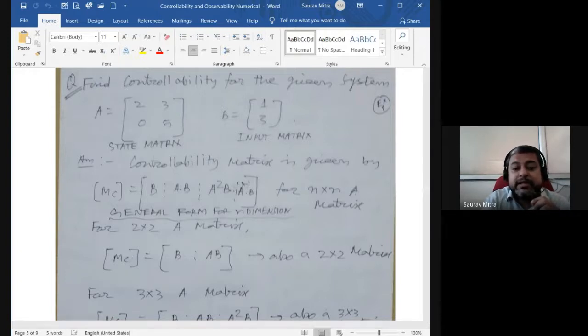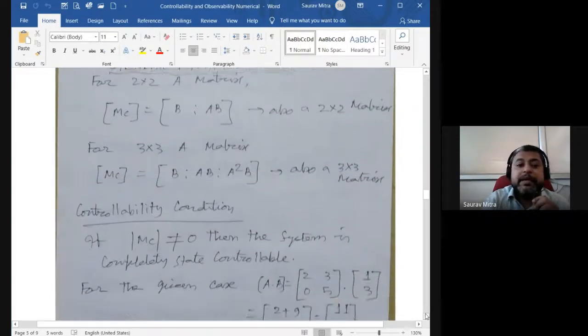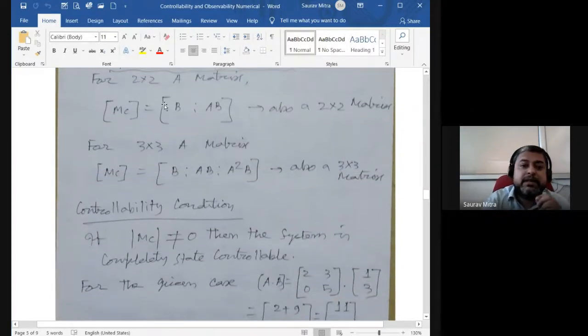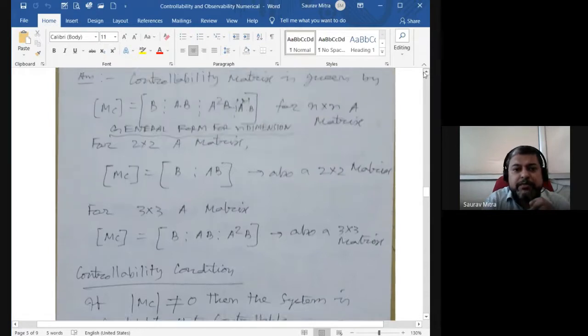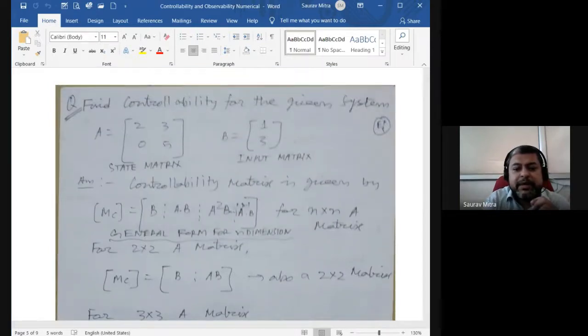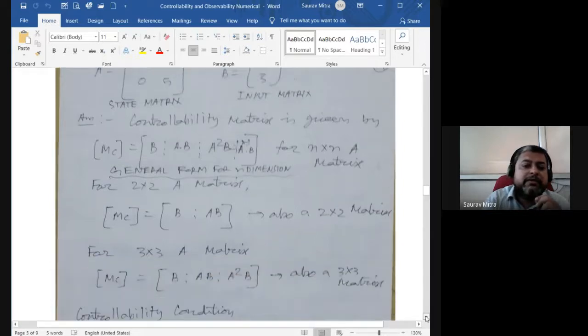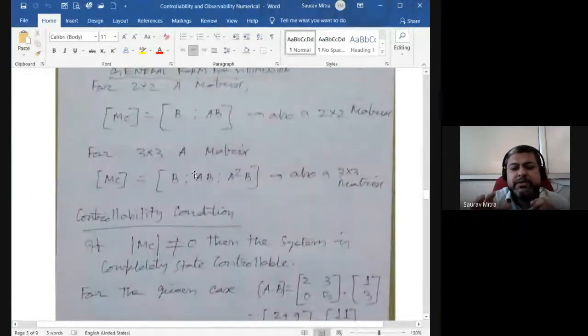That means MC, the controllability matrix, becomes only [B AB]. The first column is B, which is given as [1; 3]. The A matrix is given as [2 3; 0 5]. So whenever I'm defining the controllability matrix for a 2-dimensional system, when the A matrix is 2 cross 2, MC will be [B AB]. Whenever the matrix is 3 by 3, that means there are 3 state variables, and in that case MC will be [B AB A squared B]. These are standard rules.